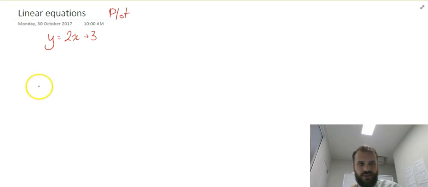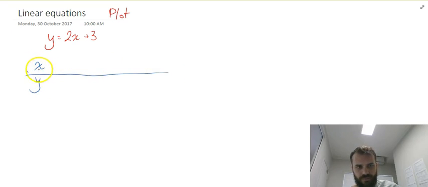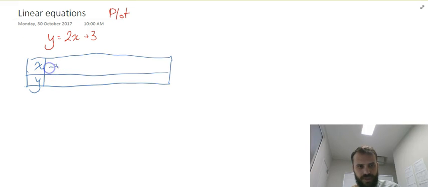Now, you've seen this kind of thing before. You create a table, x and y. I'm going to plot this from -3, -2, -1, 0, 1, 2, 3. And then I just sub in those values for x to find out what y is.